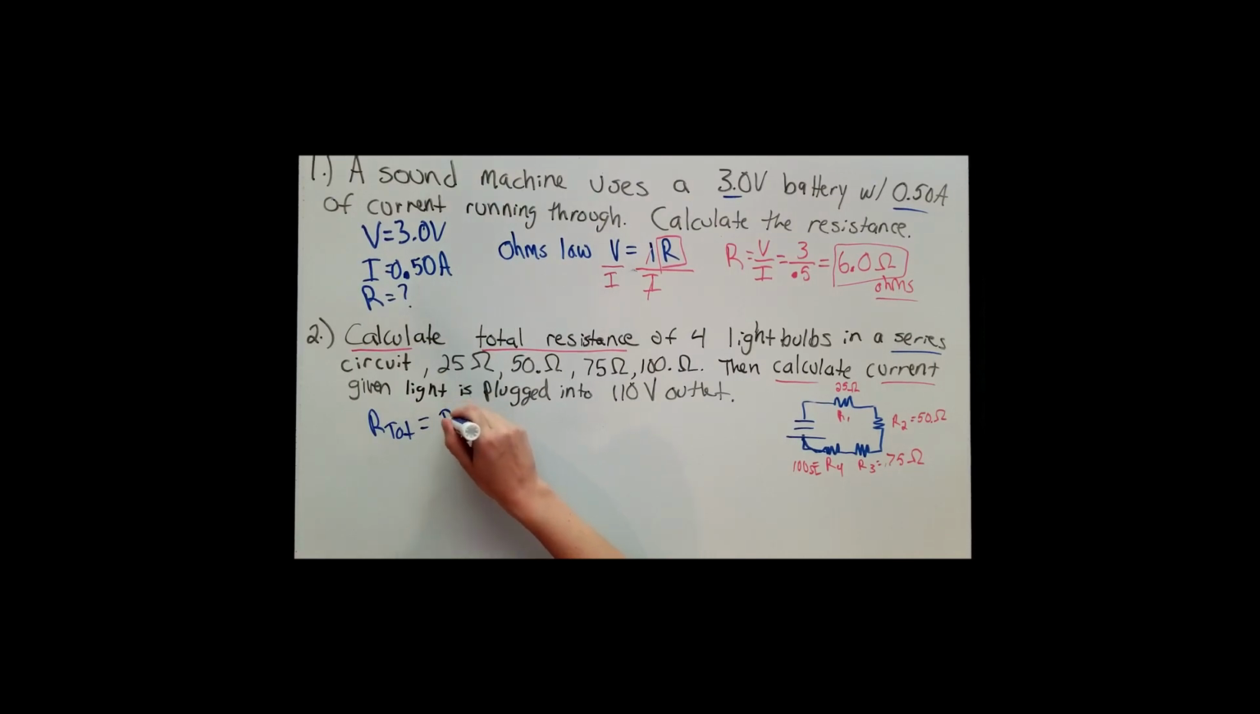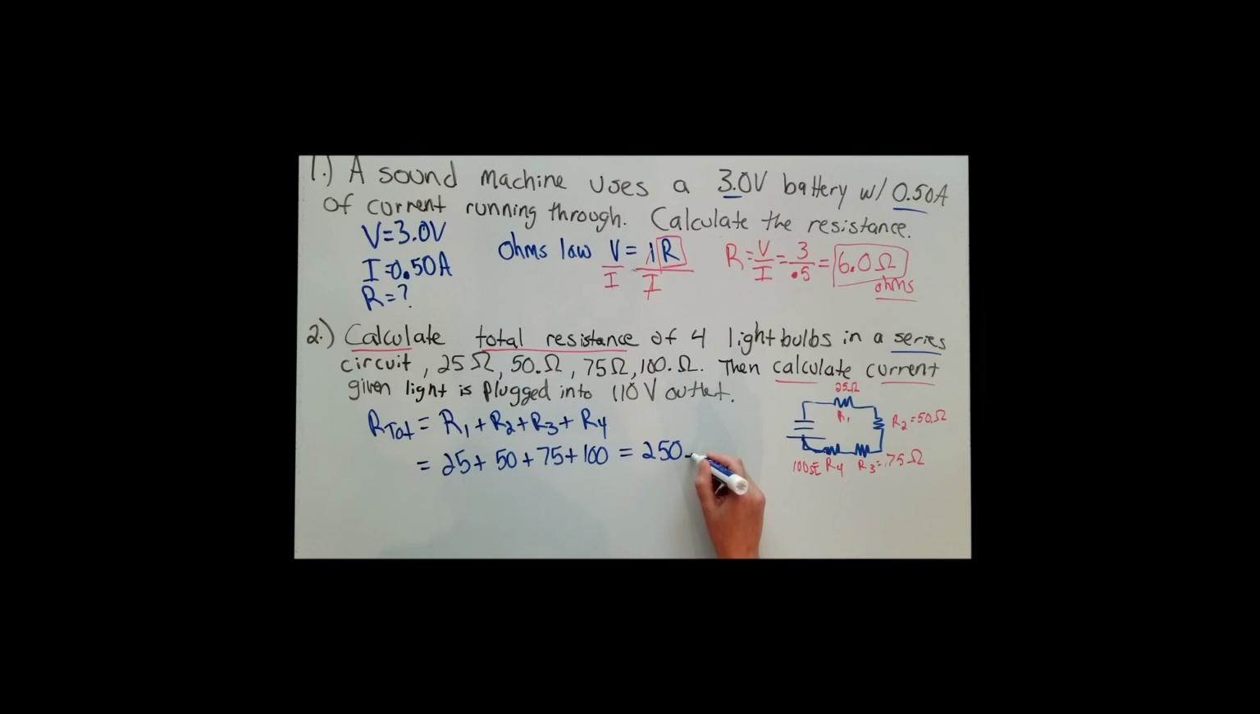So in this case, the R total for the series is going to be R1 plus R2 plus R3 plus R4 because we have 4 total resistors, 4 light bulbs. So I'm just going to take these numbers and add them together. 25 plus 50 plus 75 plus 100. Should get 250. And it's resistance, so it's that little ohm symbol. Okay, so here is my total resistance for that series circuit.